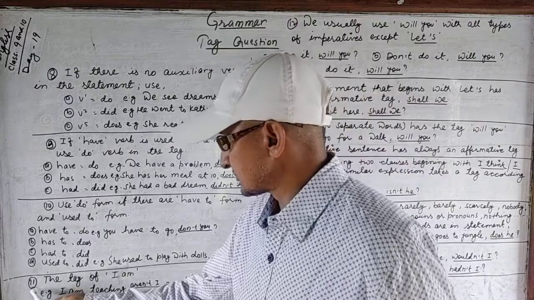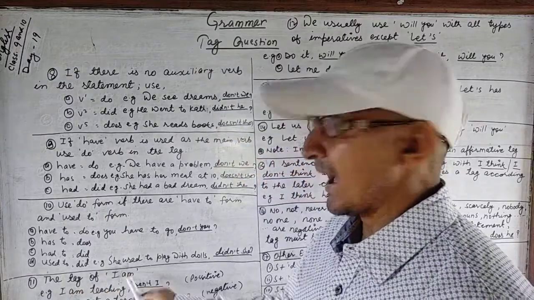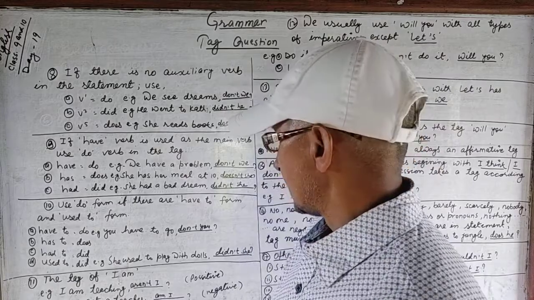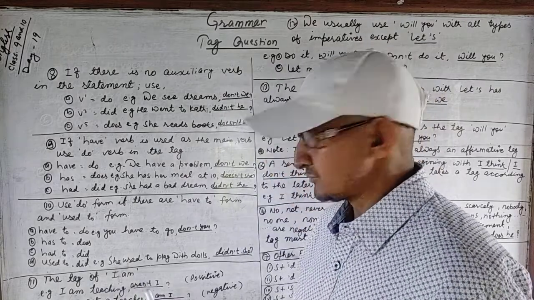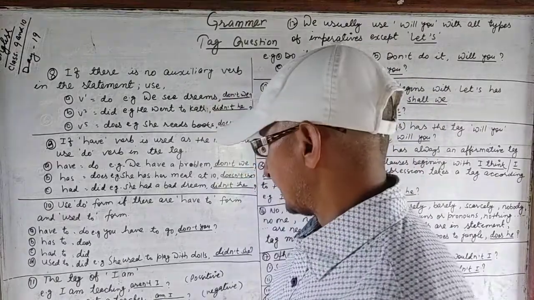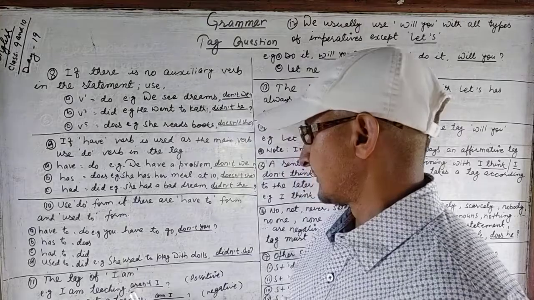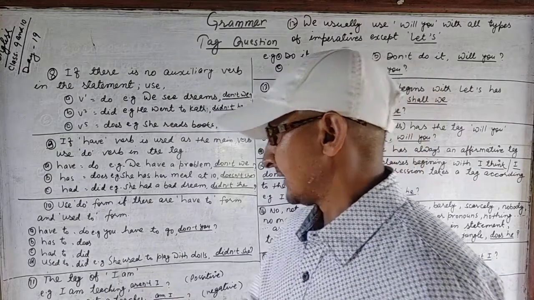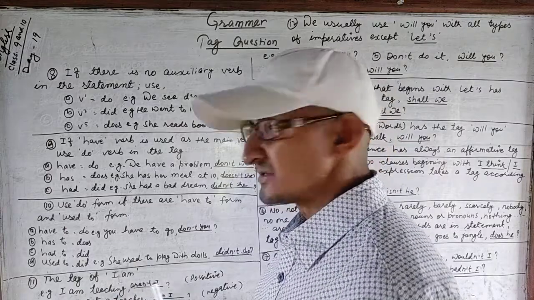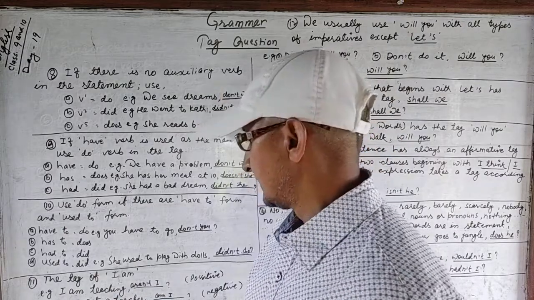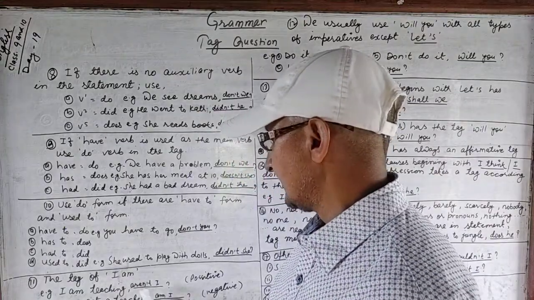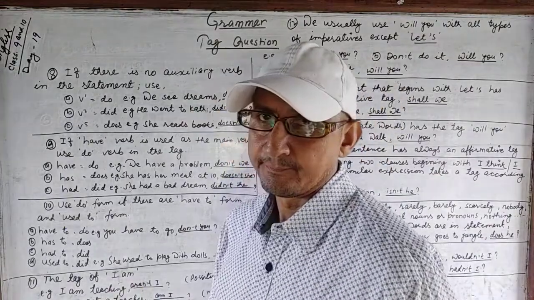The next rule is the tag of I am. If there is I am in the statement, we make a tag in two different ways. Let's clear it with the help of examples. I am teaching. Aren't I? If there is a positive statement, we write aren't I for I am.